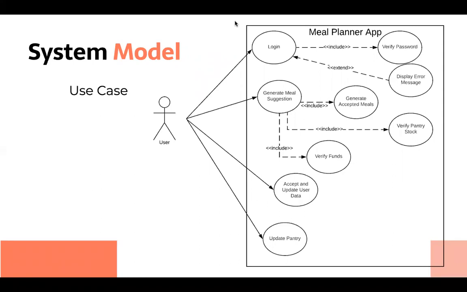Next thing is that they can generate a meal suggestion. Now, to generate a meal suggestion, as we had said earlier, we'll be using various information such as the accepted meals, which would come from the food exclusion list, the stock in the pantry, and the budget that you had given. But we don't want to suggest meals that exceed the budget. We don't want to suggest meals that you don't have the ingredients to make. And we don't want to just suggest meals that you cannot eat. For example, you don't eat pork or you don't eat peanut or whatever.